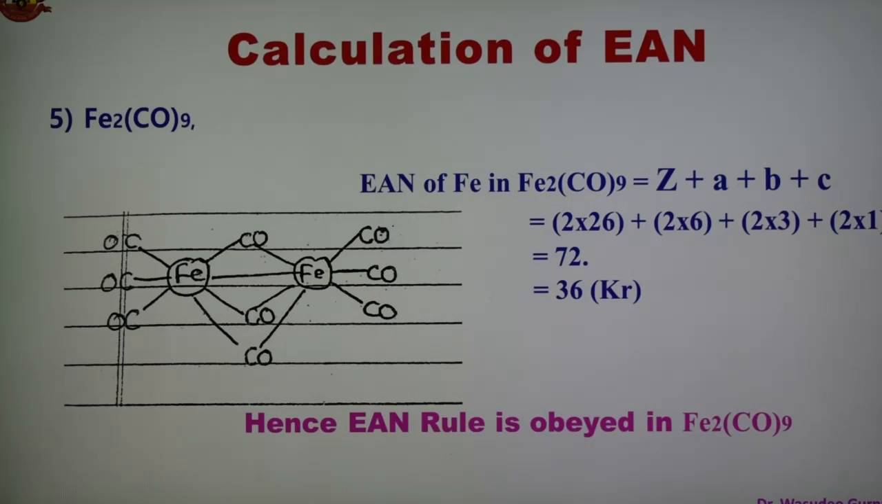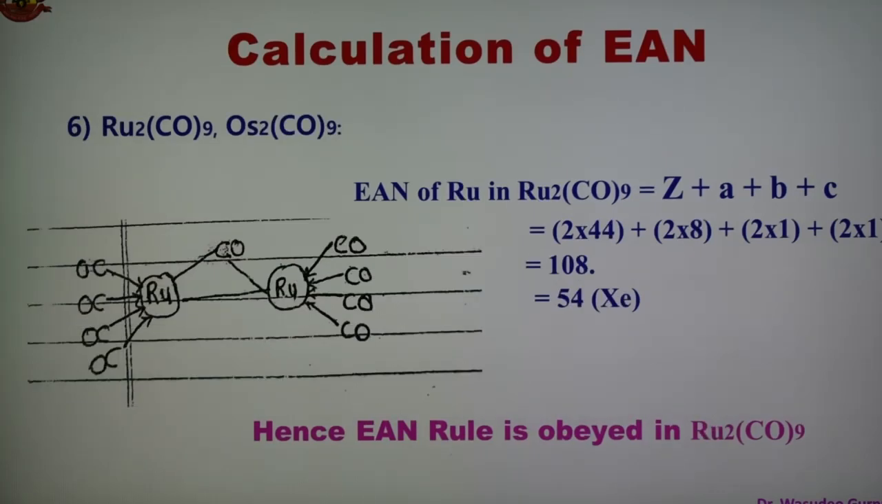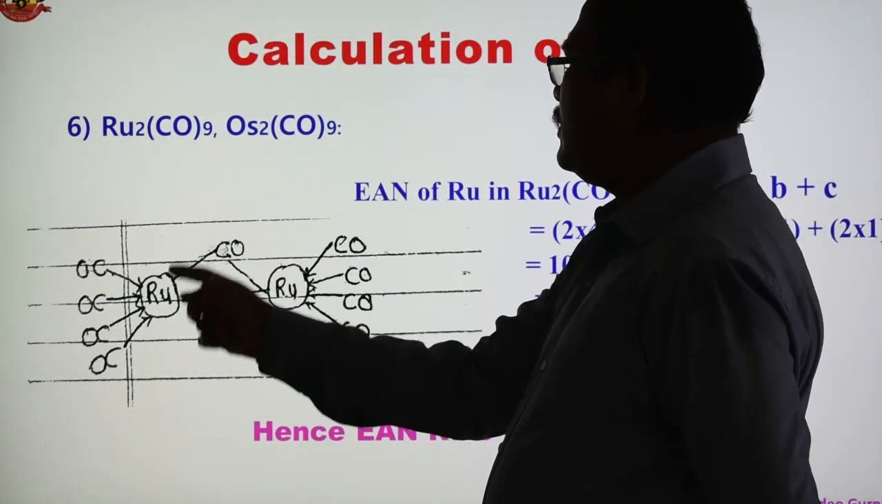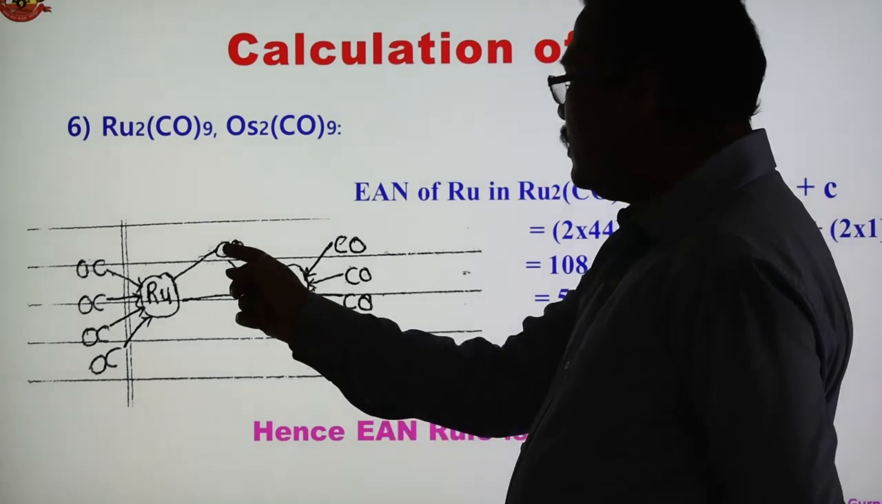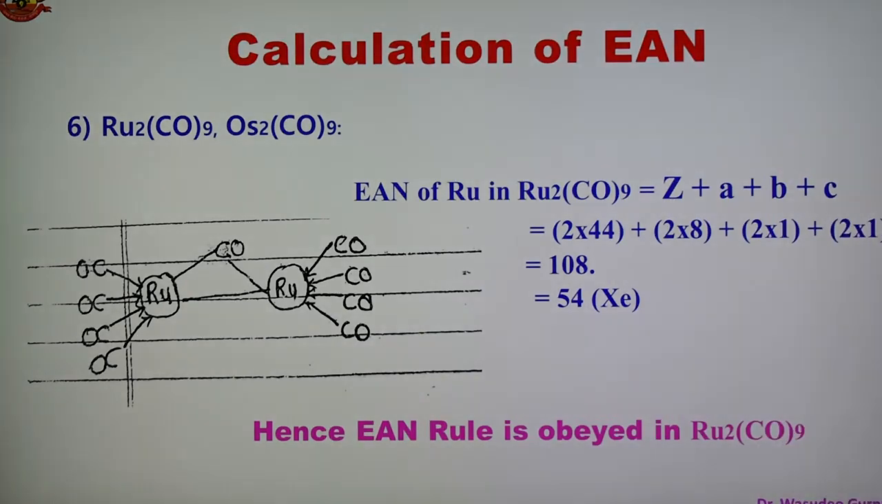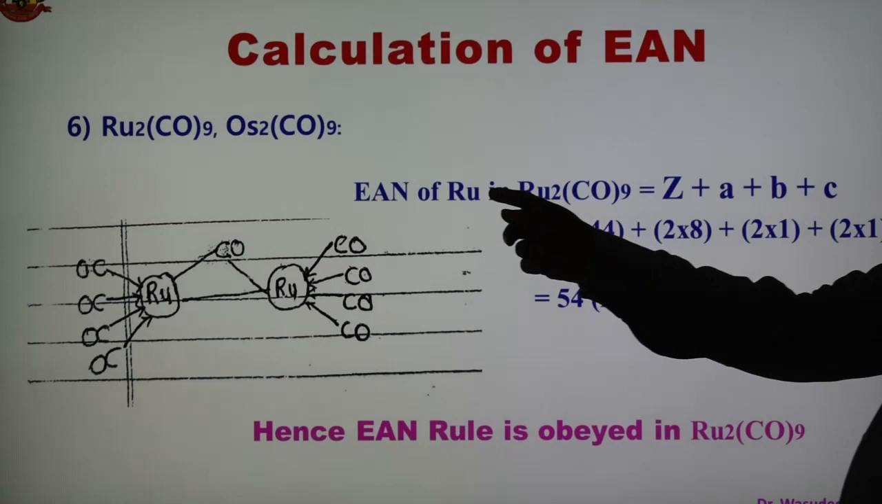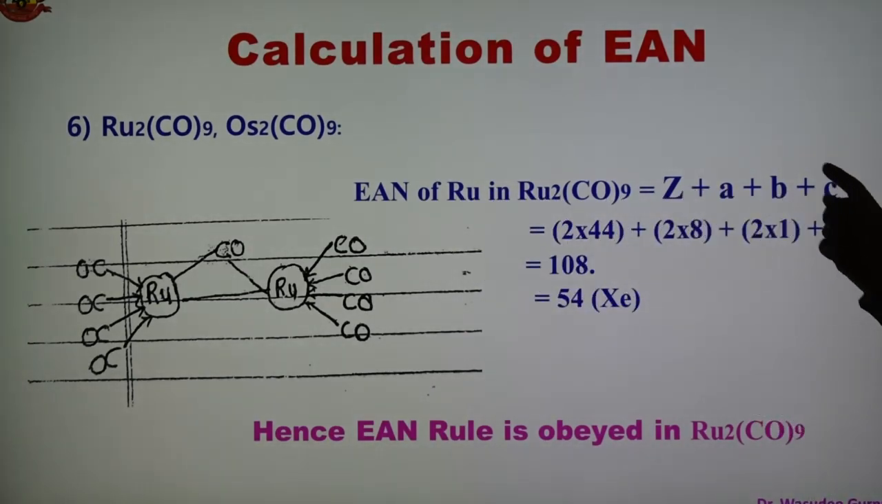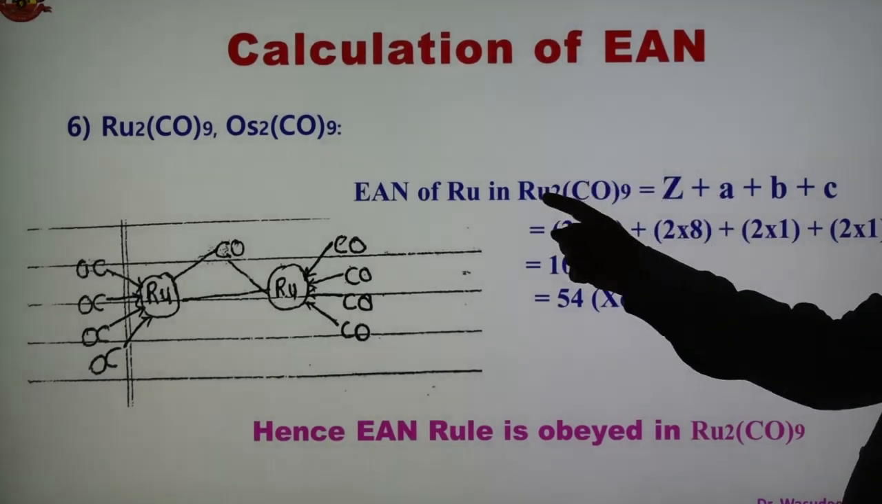So this is the fifth example, and example number 6 is Ru2(CO)9. In the case of diruthenium carbonyl, there is a Ru-Ru bond, 1 bridge carbonyl, and 4 terminal on each metal. So this is the structure of Ru2(CO)9, and the EAN of ruthenium in Ru2(CO)9, the formula is Z plus A plus B plus C, and the atomic number of ruthenium is 44.